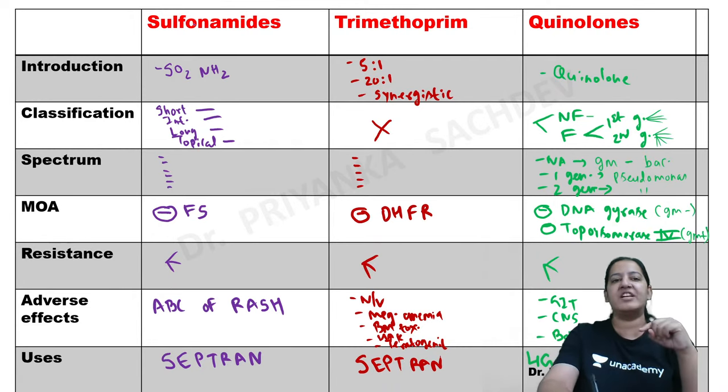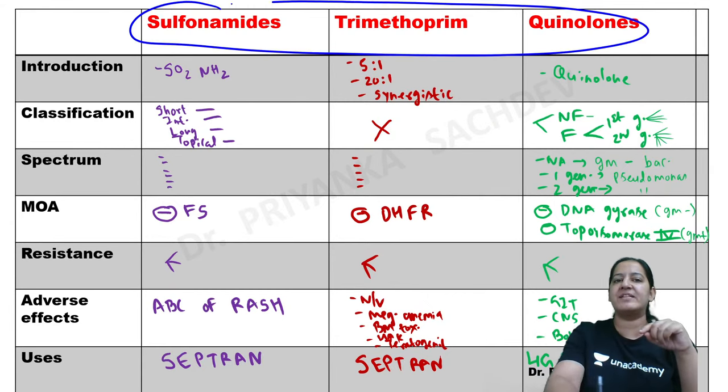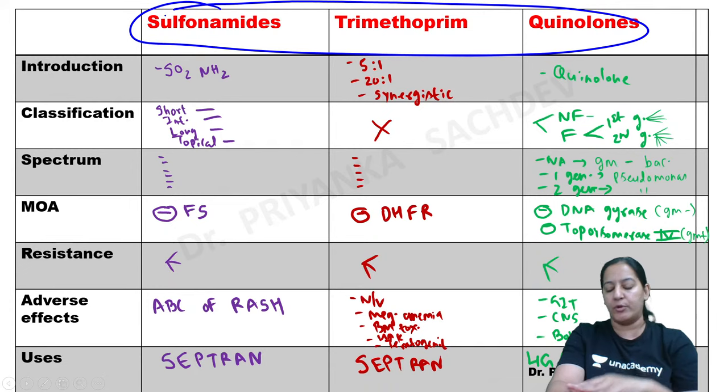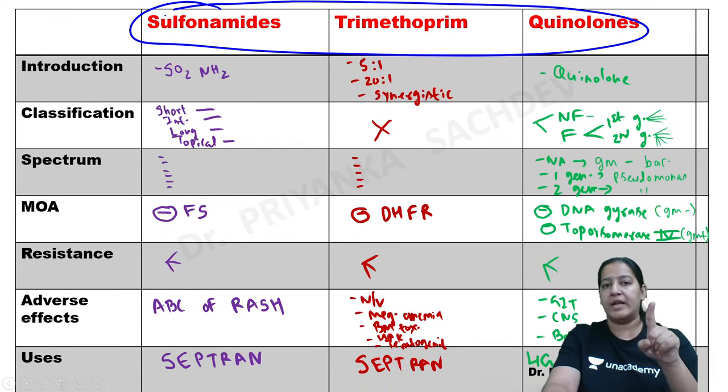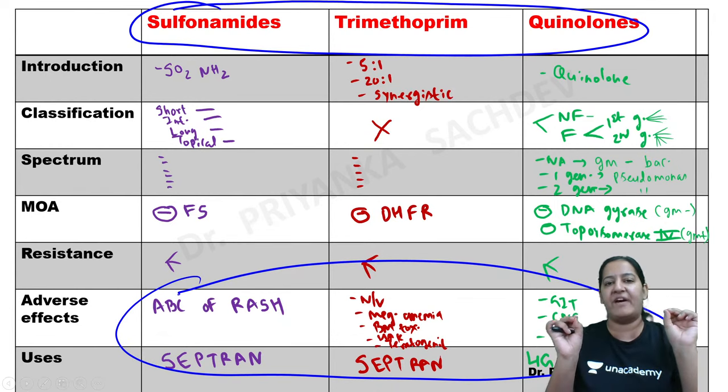We have completed the first chapter, nucleic acid synthesis inhibitors. We have completed 3 chapters in the first session: sulfonamide, trimethoprim, quinolone. Those who have missed this recording are making a big mistake. Please watch the recording. If you have not attended live, it's okay. It is available in the form of the recording. I have given many mnemonics there and fully simplified it.